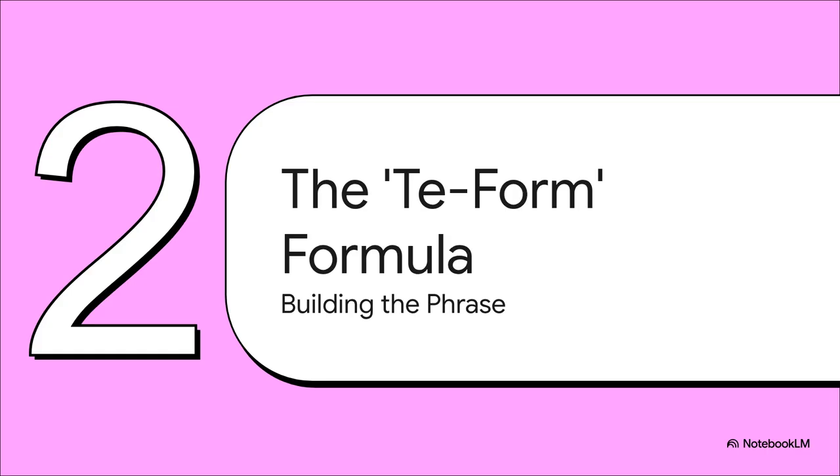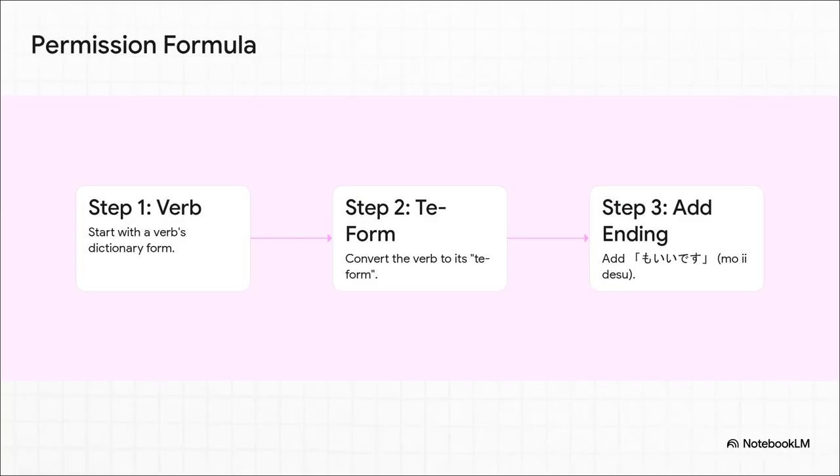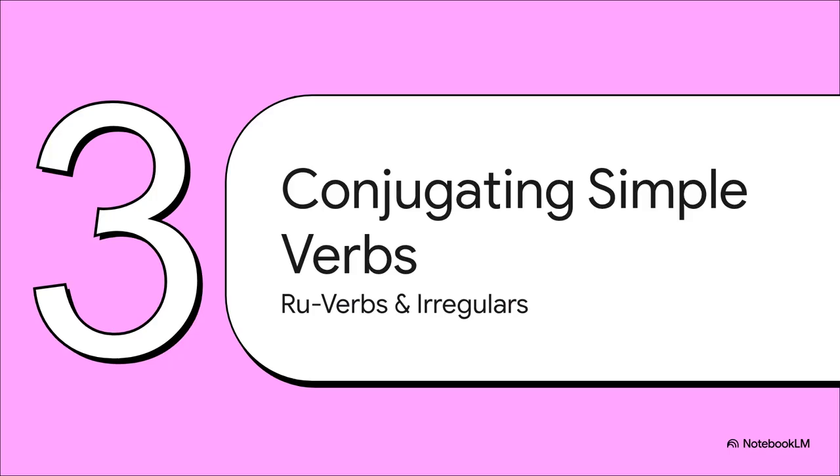All right, so we've got the second half of the phrase down pat, but how do we actually attach a verb, the action, to it? Well, as we'll see in section 2, the key is something called the te form. Think of it like a simple 3-step recipe. Step 1, you grab any verb in its regular dictionary form. Step 2, and this is the most important part, you change that verb into its te form. And step 3, you just stick mo ii desu on the end. The whole challenge really is just getting good at step 2. So let's just dive right into that conjugation stuff.